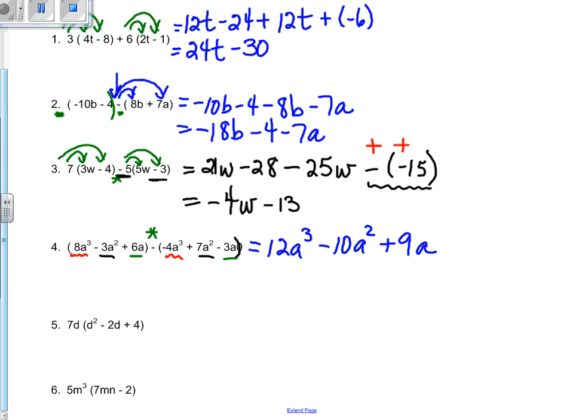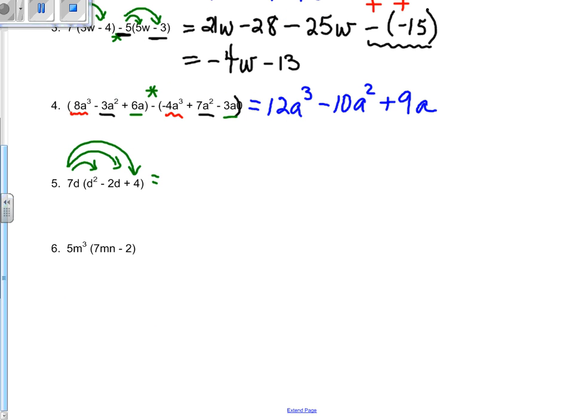There is nothing further that I can do to simplify that. A cubed, a squared, and a are all different. Your answer is a trinomial. Number 5, 7d times (d squared minus 2d plus 4). 7d is squished up against the bracket. It means it will multiply itself by everything that follows in the bracket.